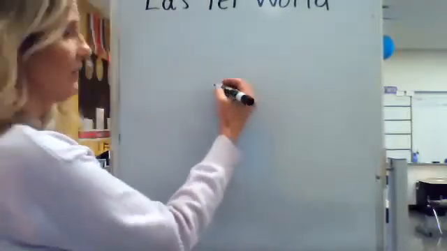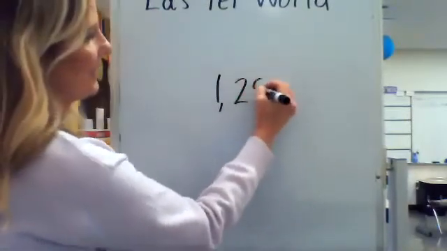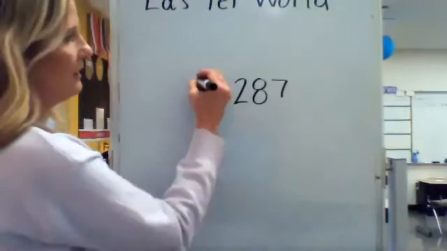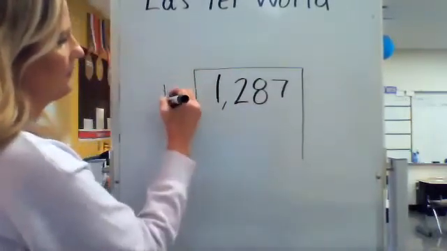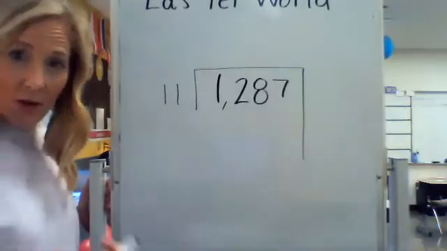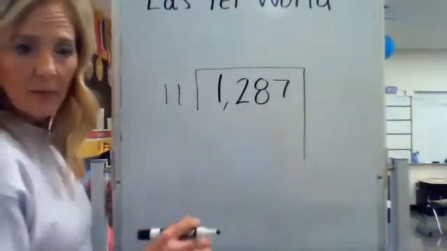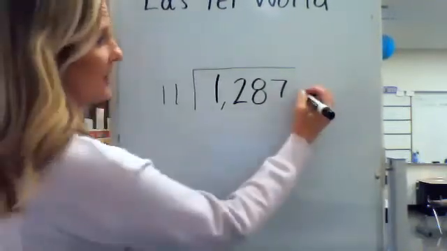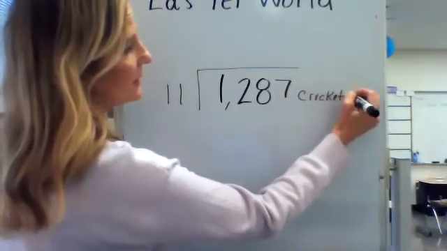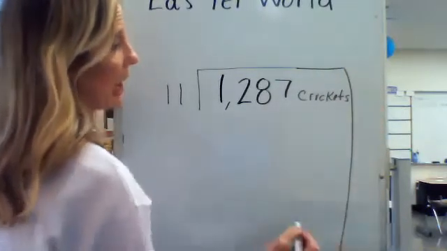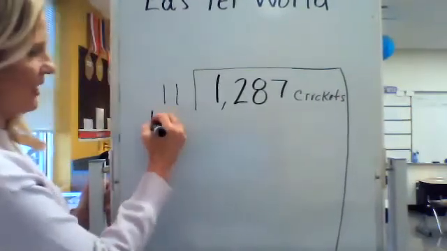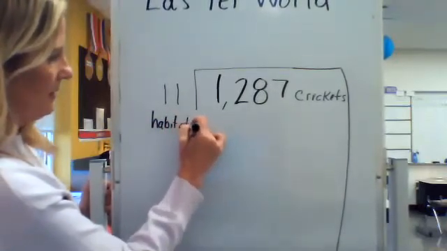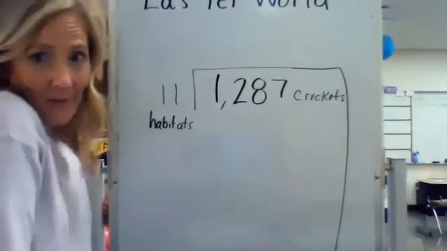We're doing crickets, and there's a bunch of them. 1,287 crickets. Whoa. And there are 11 cages. Okay, so again, I didn't label. Oh, see, I would have had to squish it in. Terrible. Miss Wessel needs to take her own advice, right? And what are these? These are habitats, actually. I don't even know if I said that. Habitats. Okay, here I go.